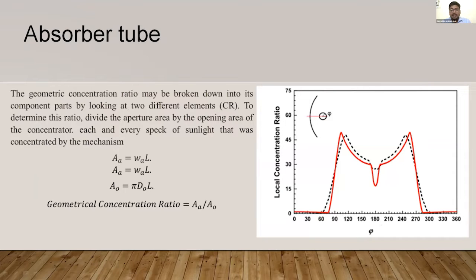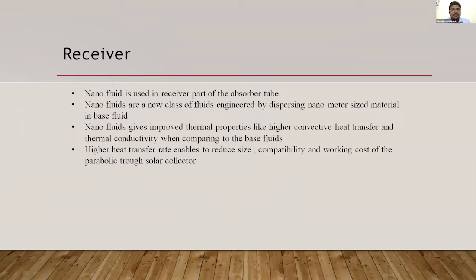On the absorber tube, when solar radiation is incident, the radiation level at each angular position is totally different, because the trough concentrates more solar radiation on the inside curve of the absorber tube. The concentration ratio and geometrical concentration ratio show the concentration of the solar irradiation. This local concentration ratio, LCR, was derived by Jeter et al., and we have done the technical review with that. In this absorber tube, there is the receiver, which holds the fluid.